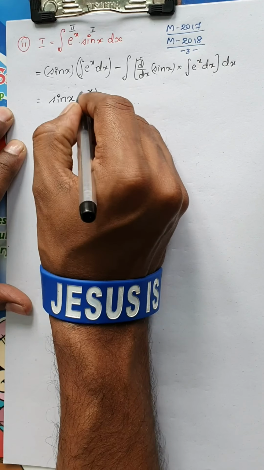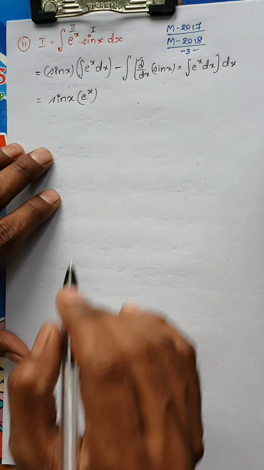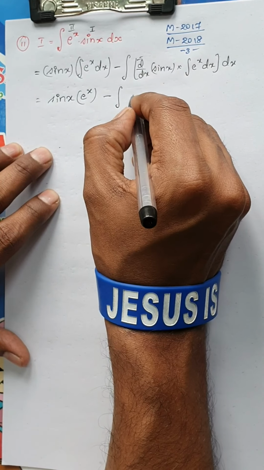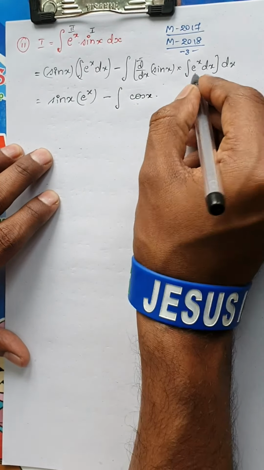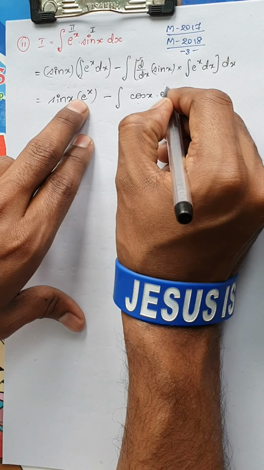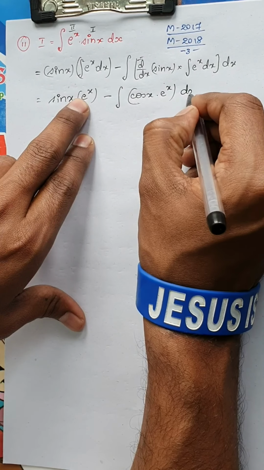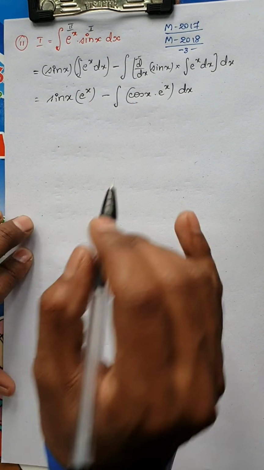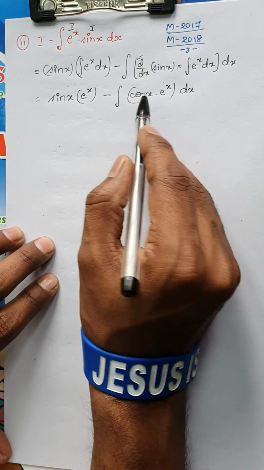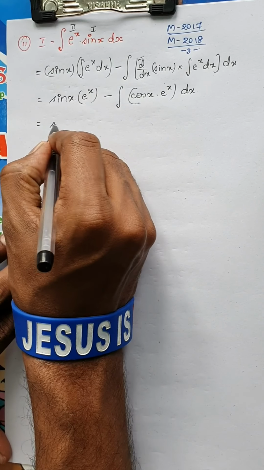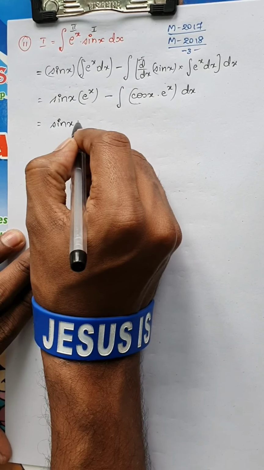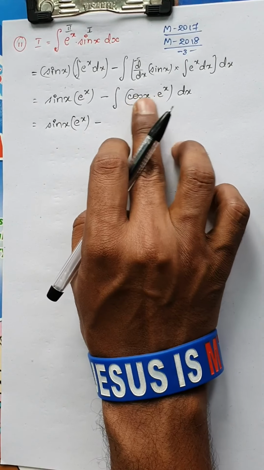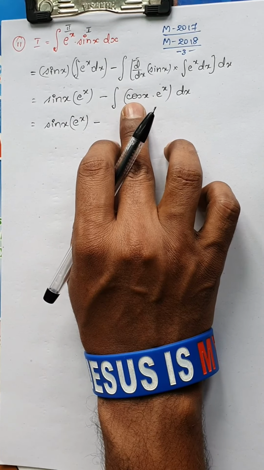So this is nothing but sin x into, what is the integral of e power x? We know the integral of e power x is e power x itself, minus the integral of the derivative of sin x, which we know is cos x, into e power x as it is, into dx. This is the first step of integration by parts. Now we're going to do the integration by parts once again. So this is sin x into e power x as it is, minus, again you have a product of two functions, that is trigonometric and algebraic.